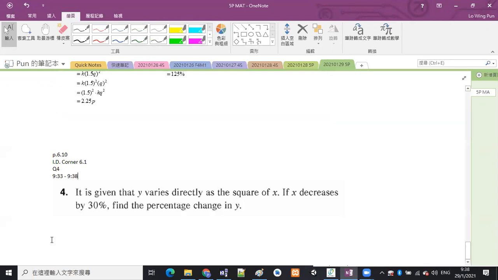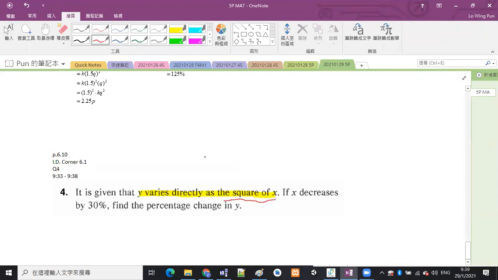Okay, so let's check the answers. It is given that y varies directly as the square of x. Again, please highlight this: y varies directly as the square of x. And again, this is the square of x, not just x.